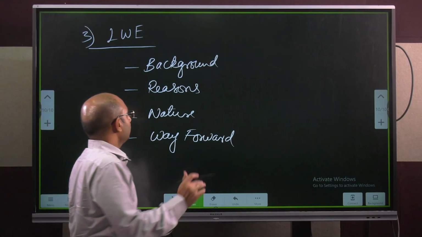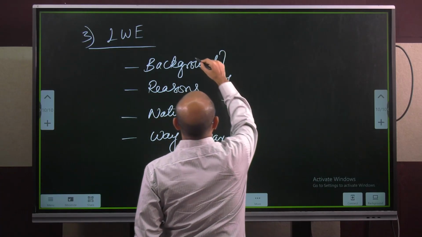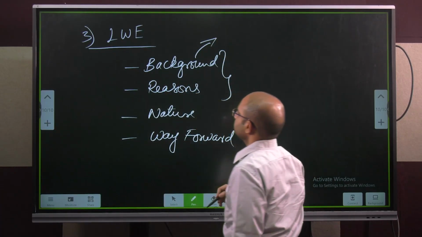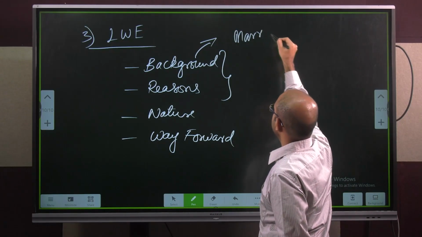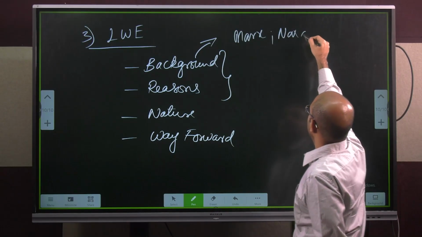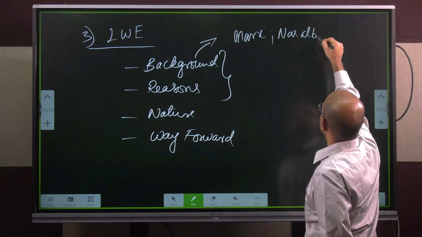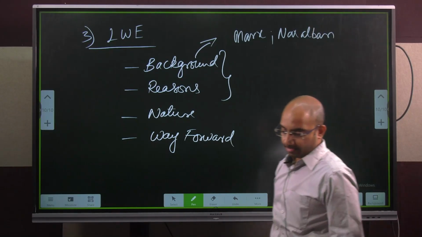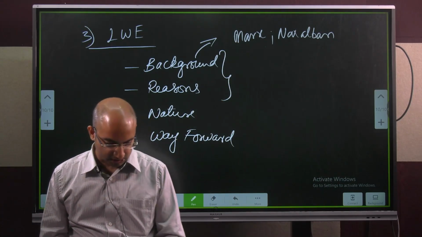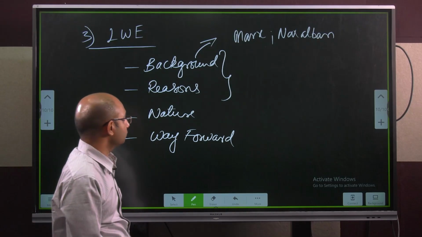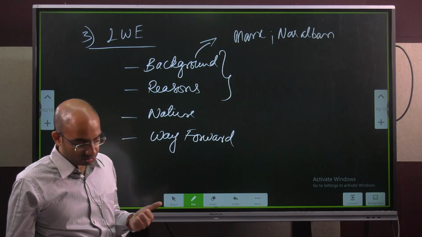So background and reasons. Talk about here the background: what is left-wing extremism, inspired by ideas of Marx and started with the Naxalbari uprising, a peasant uprising against the agrarian issue and exploitation of farmers. That's the basic point. And then reasons. What are the reasons for left-wing extremism?